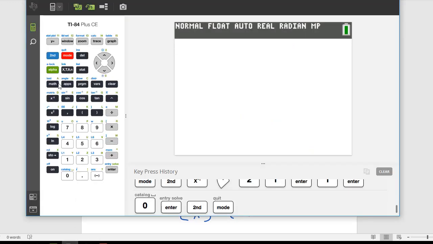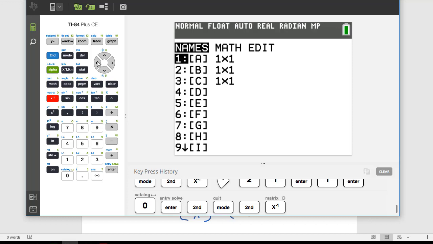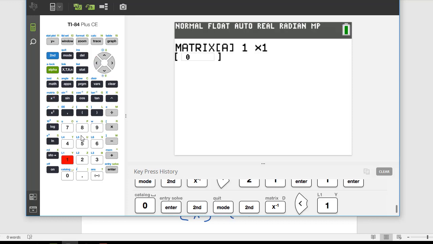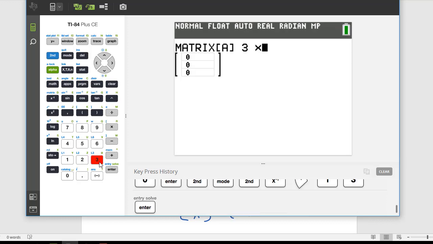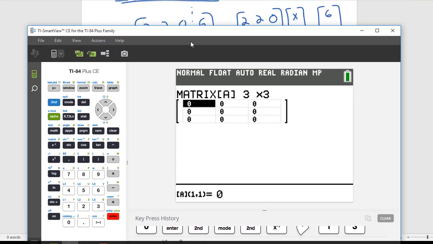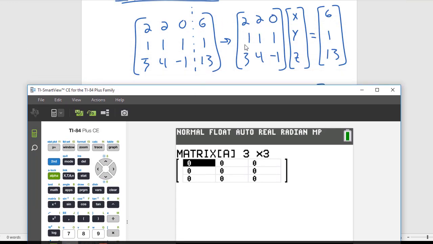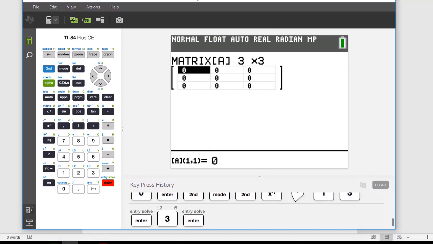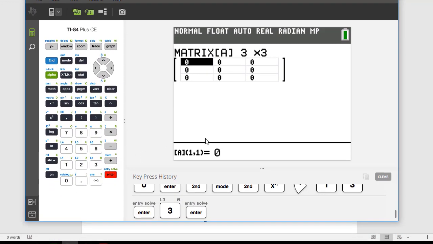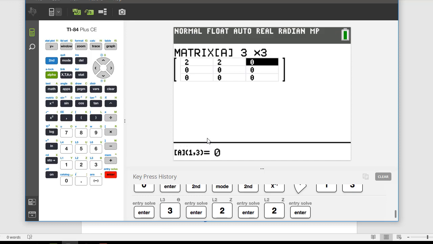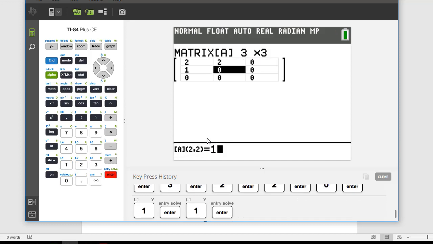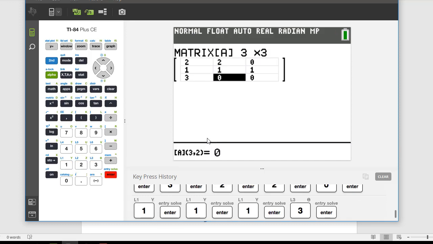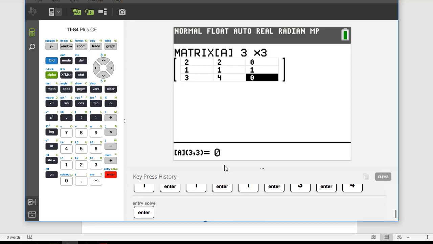So let me bring up my calculator, go into the matrix menu, and then I'm going to call out matrix A that I want to edit. And then, so my coefficient matrix, I had 3 rows by 3 columns. And again, let's take a look at this. That was 2, 2, 0, 1, 1, 1, 3, 4, negative 1. So I'm going to do 2, 2, 0, 1, 1, 1, and 3, 4, negative 1. So there's my coefficient matrix.